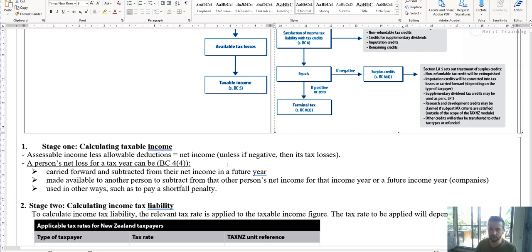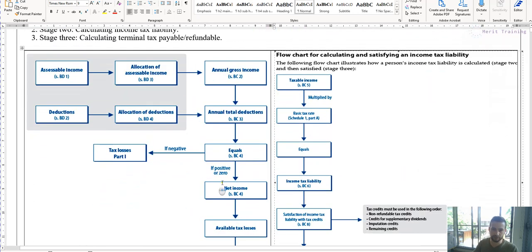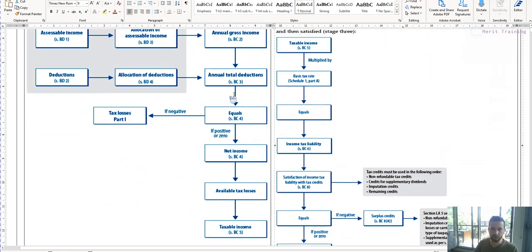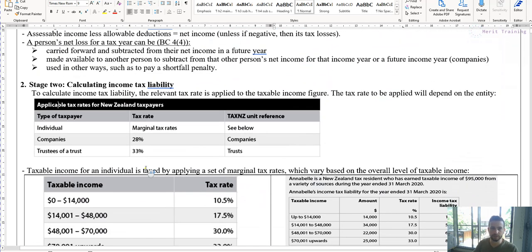Okay, cool, so that's a very quick high-level summary of how the tax system works in terms of how money is assessed, how money is collected, and how that interacts with credits and losses. So we've already talked about stage 1, calculating taxable income. It's basically the difference between your assessable income less your allowable deductions, unless you have losses. And we also talked about, at this stage, if your deductions are greater than your income, you're going to have a tax loss, right?